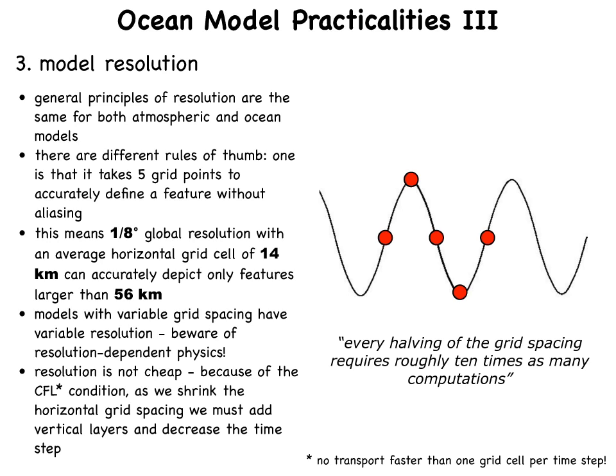And it would be nice if we could just increase the horizontal resolution as much as we wanted, but nothing comes for free, and nothing actually even is cheap. Because of this CFL condition that Steve Sherwood talked about, which basically says you shouldn't have any transport faster than a grid cell in one time step, as you shrink the horizontal grid spacing, you also have to add vertical layers, and you also have to decrease your time step. So a rule of thumb is that every halving of the grid spacing requires roughly 10 times the number of computations. So it's not cheap.